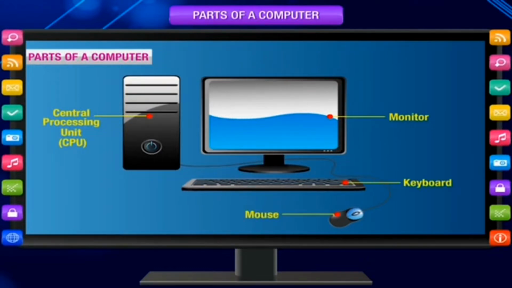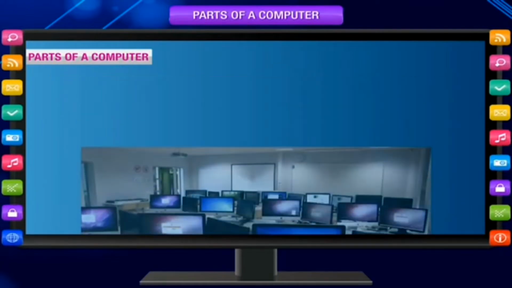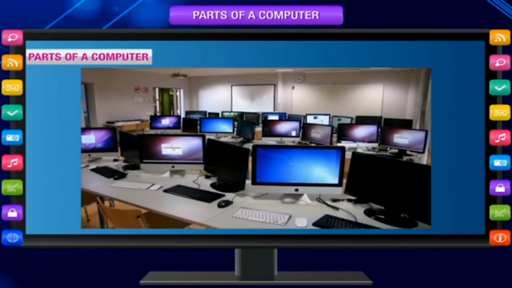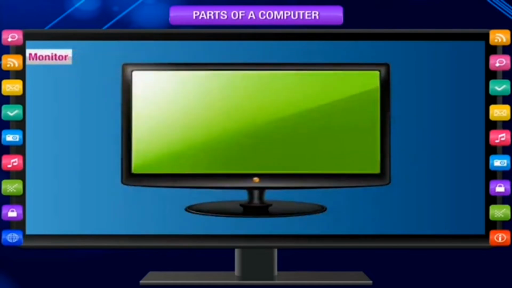Keyboard and mouse. All these parts of a computer are connected together by wires or cables to make them work as a complete system. The computer system works on electricity. Any single part of a computer cannot work alone. So now the first part of a computer, that is monitor. The monitor looks like a TV. It is an output device.